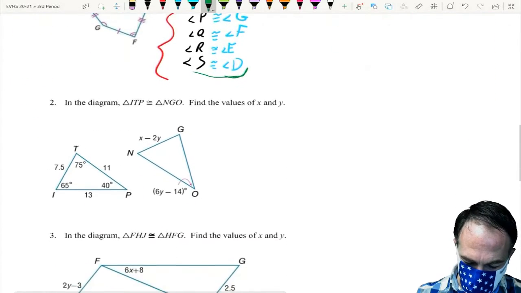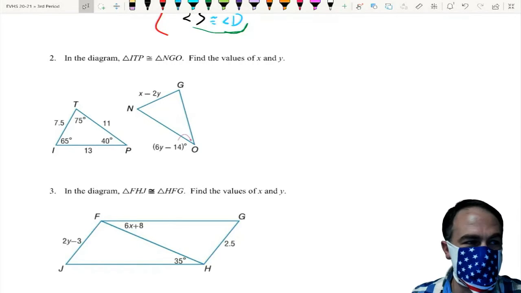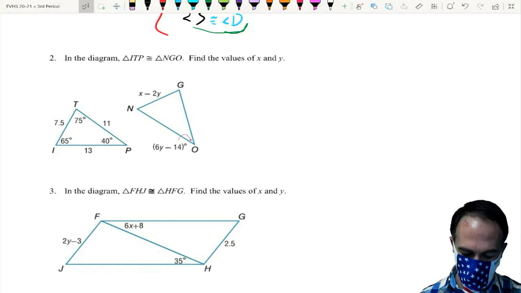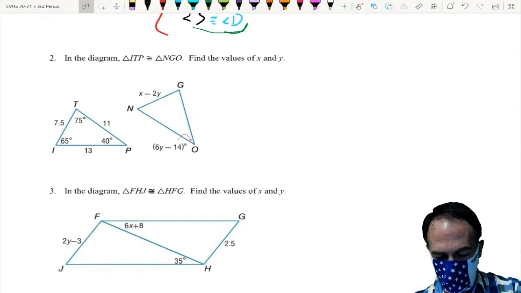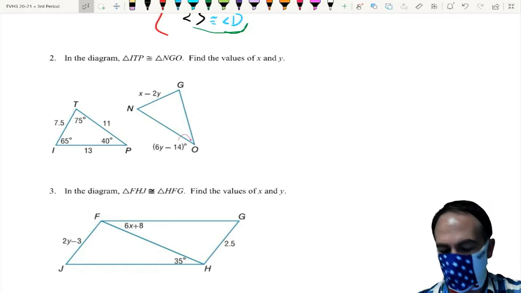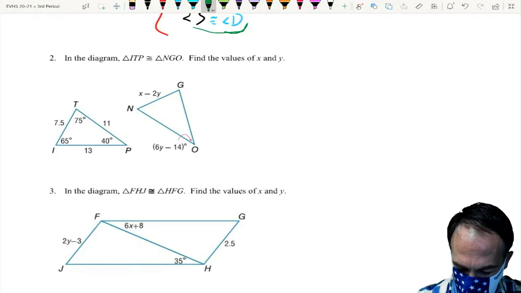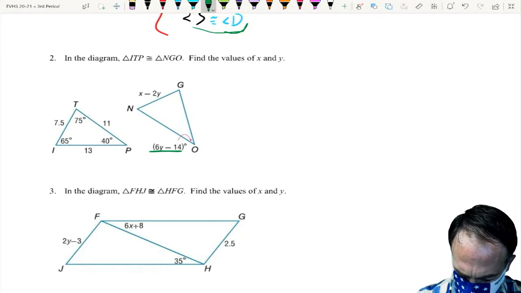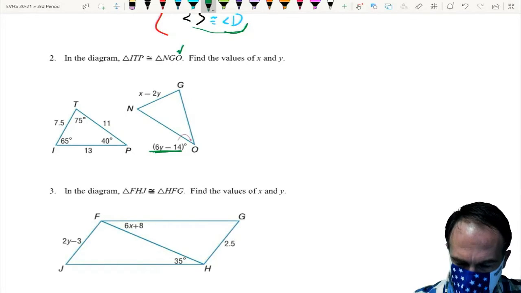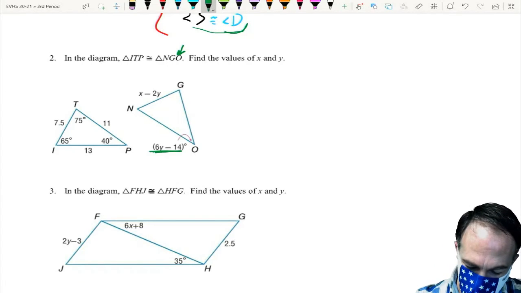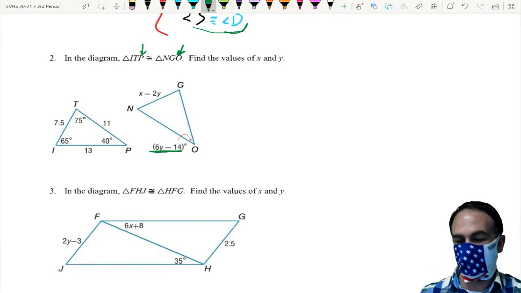Okay, moving on to number 2. Number 2 tells me that triangle ITP is congruent to triangle NGO. Because of that, I can read this and use it as a roadmap to know which corresponding parts are congruent to each other. It wants me to find the value of x and y. Well, I can see that angle O has a y in it. Angle O is in the 3rd position, and also P is in the 3rd position. So I know that angle P is congruent to angle O.